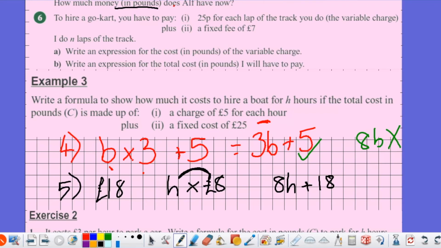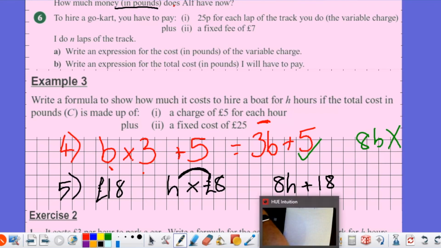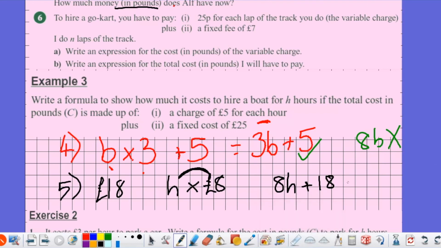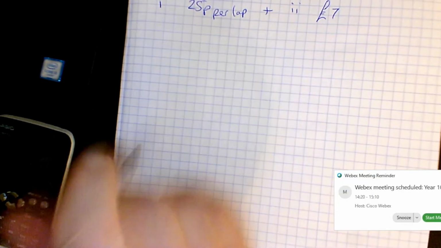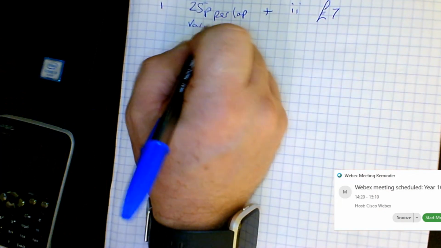Let me go back to the book for this one. I do n laps of the track. Write an expression for the cost in pounds of the variable charge. Okay, note on this one, in pounds. The variable charge is just the first bit. So on number 1, I've got 25p per lap. This is my variable charge.